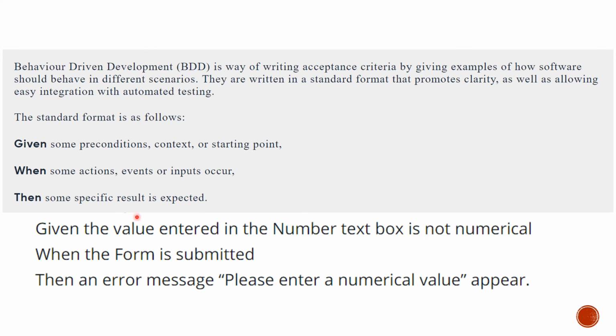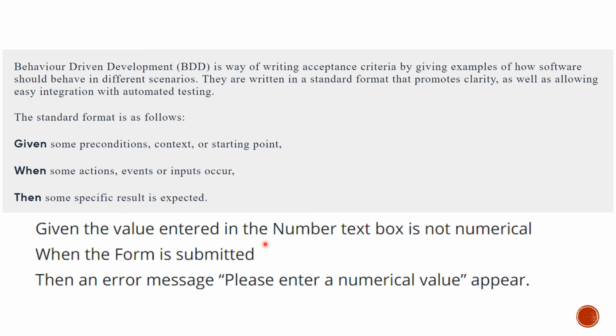Right? So let's see one of the examples. Given the value entered in the number text box is not numerical. So what is the condition? There is an input box. I am entering something. So given the value in the number box, you are typing A and B or something, which is not numerical. That is a precondition or a context to it.